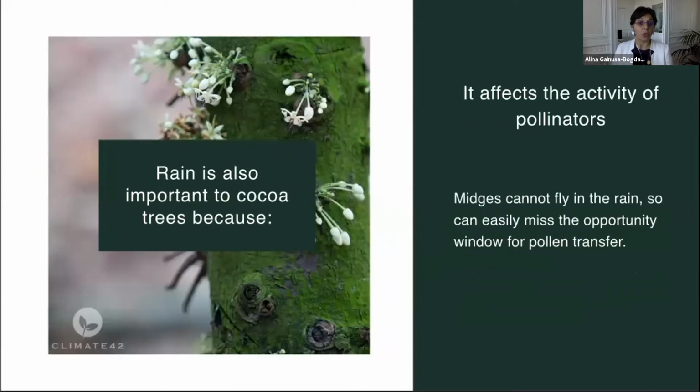Now, rains also affect the activity of pollinators. Cocoa relies a lot on midges to carry out the delicate work of pollination. When it rains, these midges cannot fly, so they can easily miss the narrow window of time when a flower is open to pollen transfer. It is just a matter of hours, and the flower needs to be visited by several insects in order to be properly pollinated.